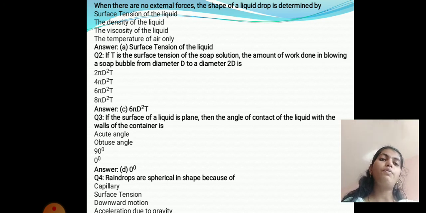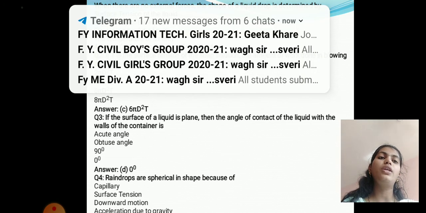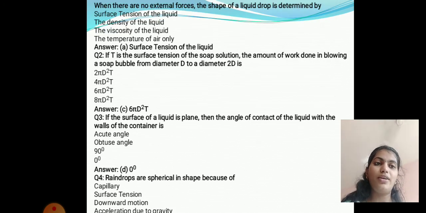If the surface of a liquid is plane, then the angle of contact with the walls of the container is? If the surface is plane, it means there is no bending present, so the angle is 0. There is no angle present in this case. The options are acute angle, obtuse angle, 90 degrees or 0 degrees. The answer is 0 degrees.